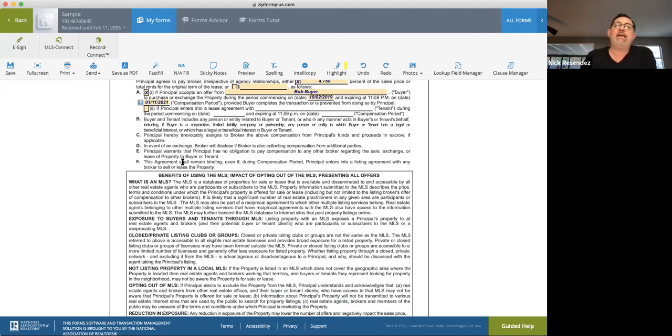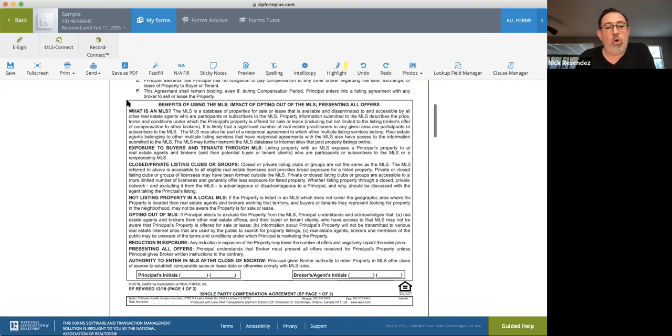But suffice it to say that if you've got a FSBO deal you're working on, the seller you're working with would sign this, and you would use that to get your commission. Now, there is a whole paragraph, just like we've already seen. It's exactly the same about the benefits of using the MLS and the impact of opting out. Now, remember though, differently here, you're not listing the property. You're just creating a compensation agreement with one of the parties.